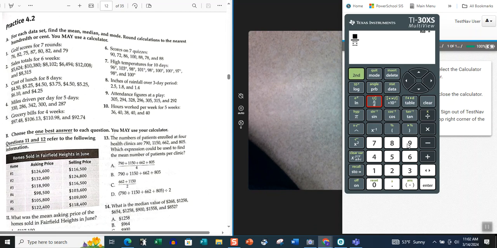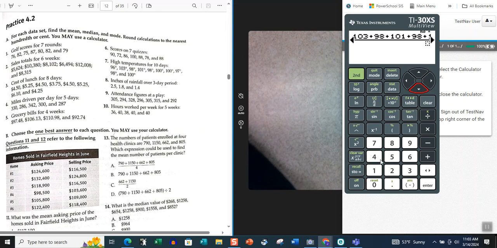So let's add these up. We had 96 plus 103 plus 98 plus 101 plus 98 plus, we got 100 twice, so plus 100 plus 100 plus 97 plus 98 plus 100.